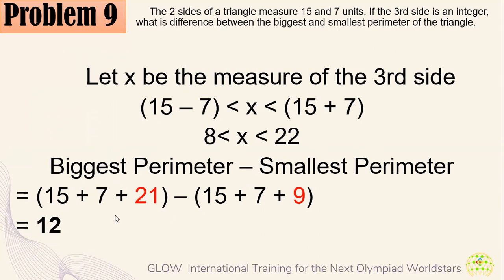Or to make it simple, 15 minus 15 becomes 0, 7 minus 7 becomes 0. That's why you could just simply get the difference of 21 and 9, which is 12 in this case.